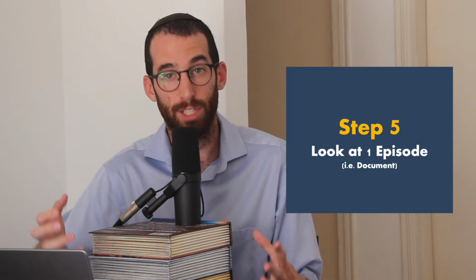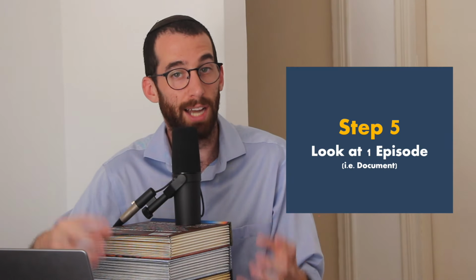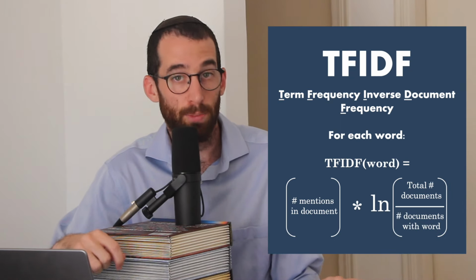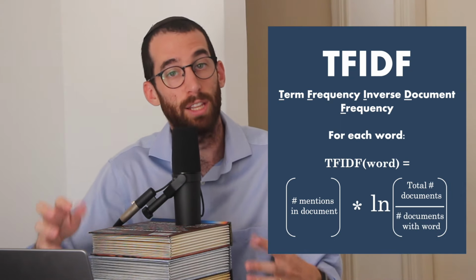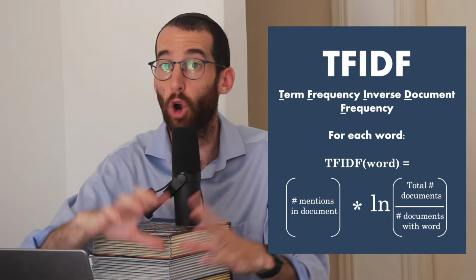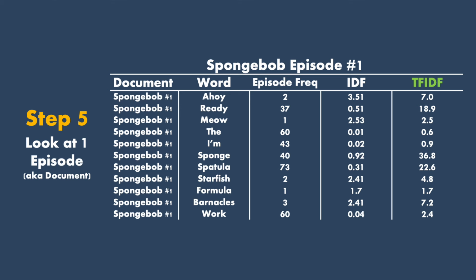And step number 5 is to bring these scores into a specific document. So we look at a specific conversation or episode of a show. For each word in that specific episode, count up the number of times that that word shows up and multiply that by the IDF score that we got before for all of the documents. And that gives us one final score for each word in each document.